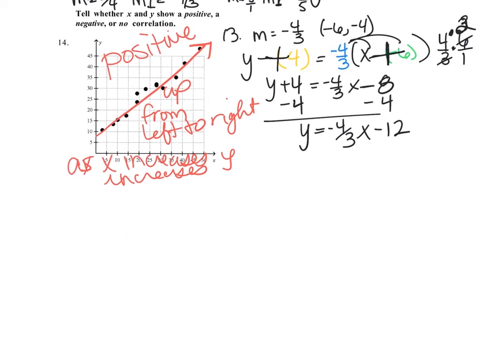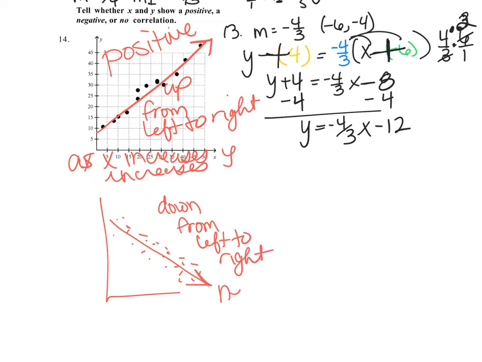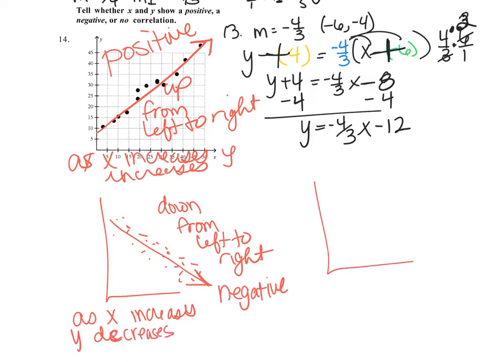Now, if the scatter plot looks like this, the overall trend is down from left to right. It has a negative slope. And as x increases, y decreases. And then no correlation looks like this. It's just a big cloud of points. It doesn't look like it has any relation. It's not going up or down. So this is no correlation.